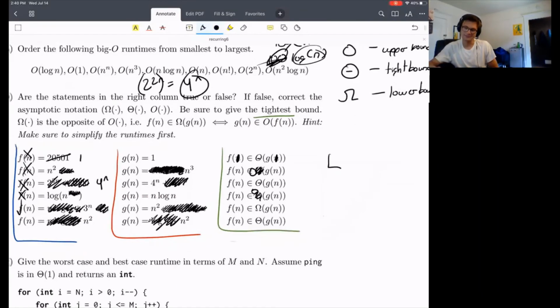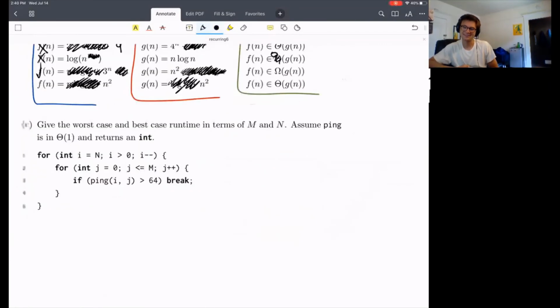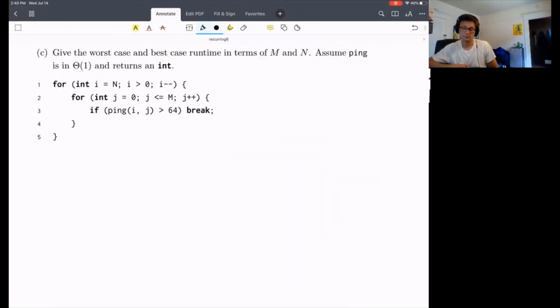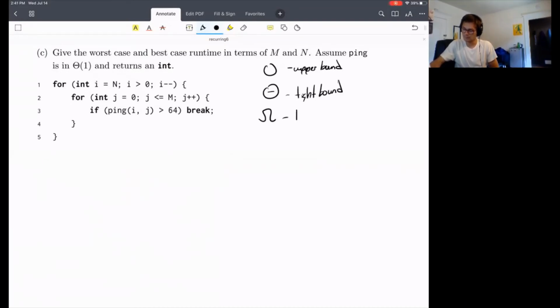Okay, 2C. Well, now that we got through 2B, let's look at 2C. So 2C is asking for the best case and the worst case runtime in terms of M and N. So this is a good place now to talk about the difference between best case, worst case, and omega, and theta. Okay, so we have these terms, O, theta, omega. We know this is an upper bound. We know this is a tight bound. And we know that this is a lower bound. Okay, great. Well, what's best case and worst case?